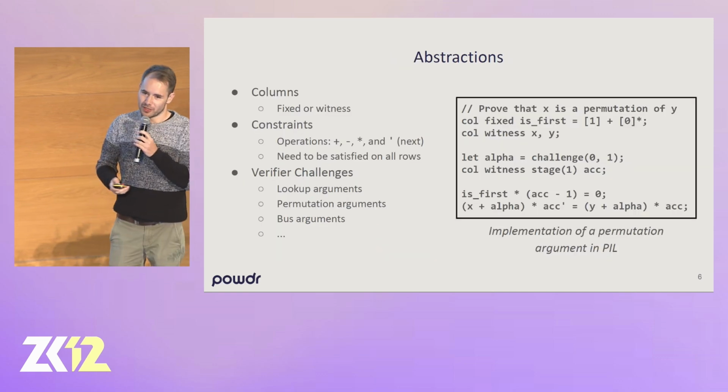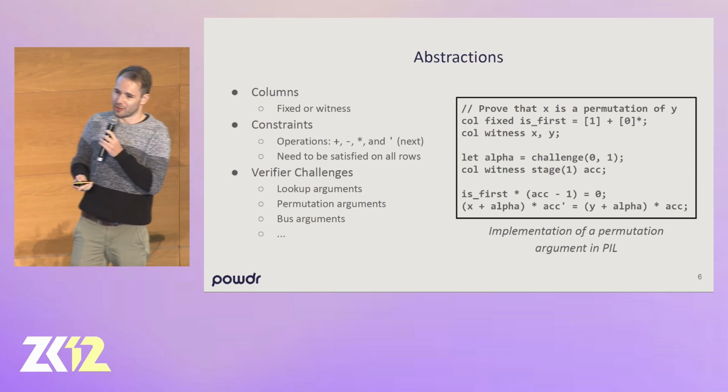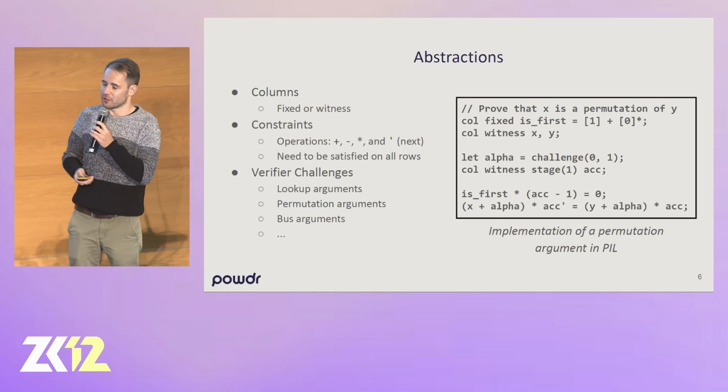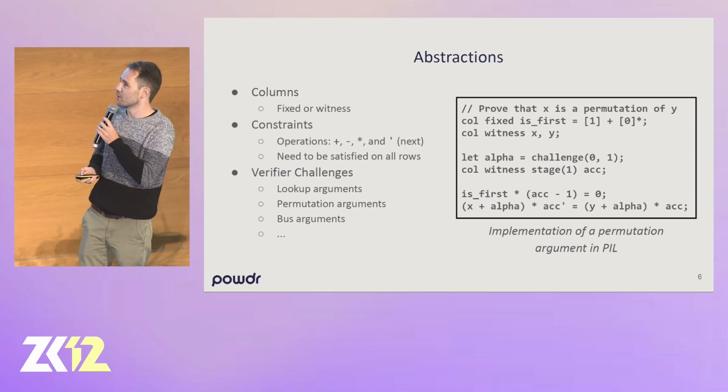So that's mostly the abstractions that we have. Just to recap, there are columns, which can be fixed or witness columns. There are constraints, which involve additions and multiplications, and they can have a next operator. And they need to be satisfied in all rows of the execution trace.